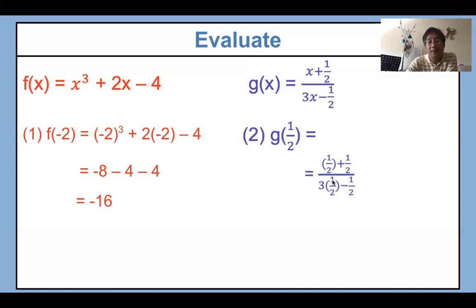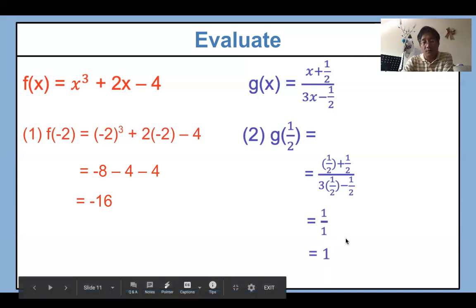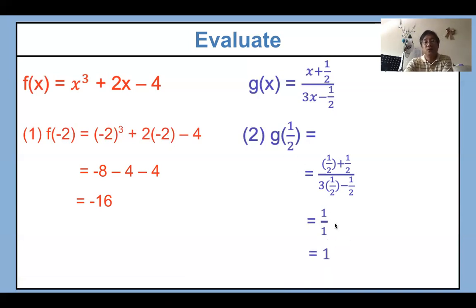3 times half: you multiply 3 to the numerator, okay? Not the denominator. So 3 times 1 is 3 over 2. And then subtract half. So still, they have a common denominator. So you subtract: 3 minus 1 is 2. So 2 over the common denominator 2 is 1. Oh, denominator is also 1. So 1 over 1, which is 1. So g over half is equal to 1.